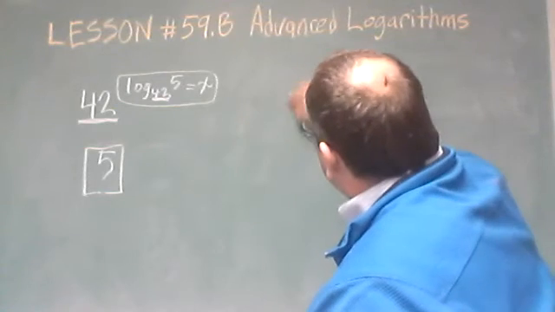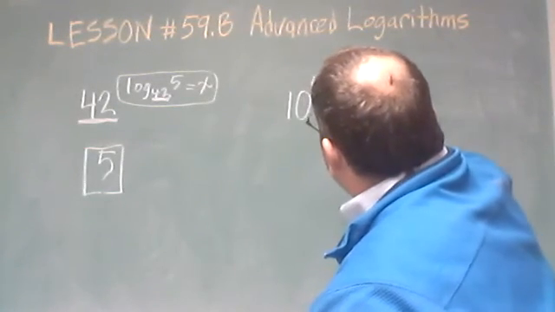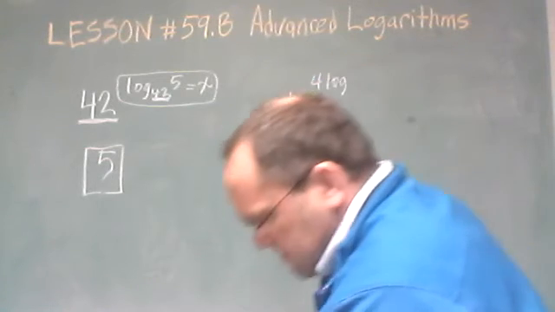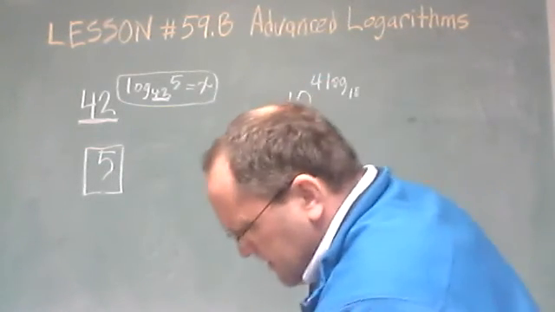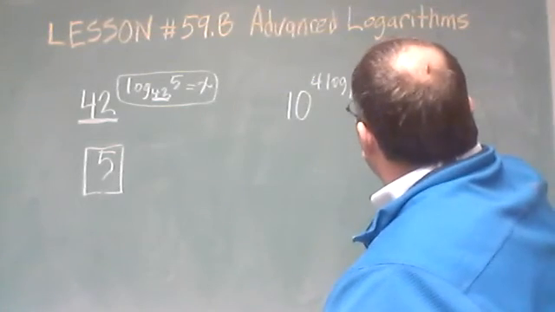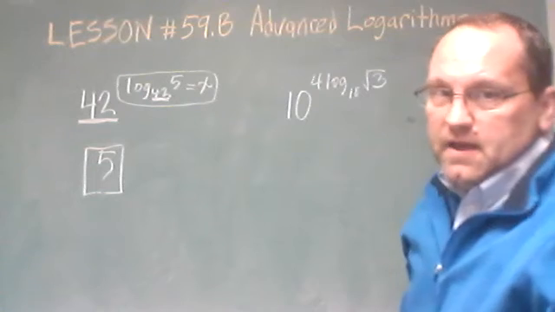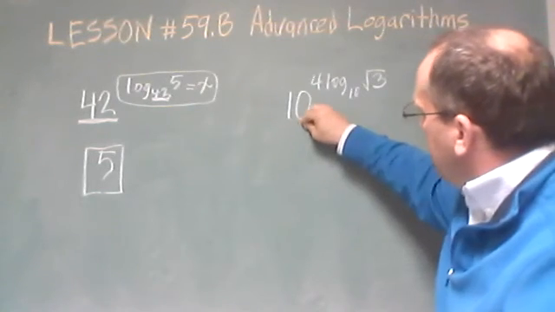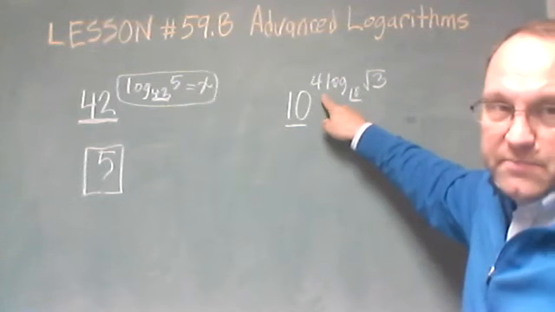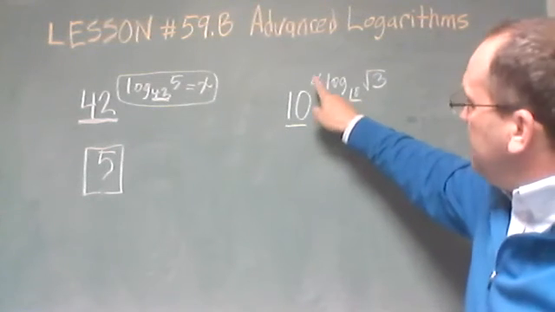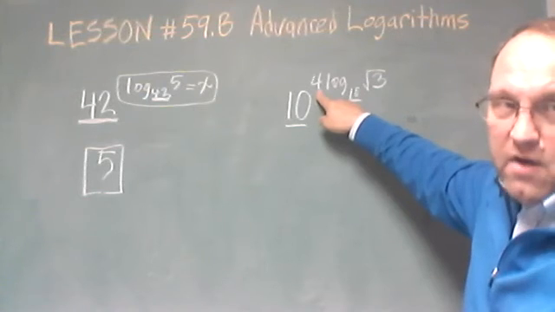Okay, we have a 10, 4 log base 10 square root of 3. Okay, this is our logarithmic expression in the exponent. Okay, we notice the number out front matches our base, but it's not the most simplified logarithmic expression. We have that 4 out front, so we're going to get rid of that 4. We're going to move it out of there.